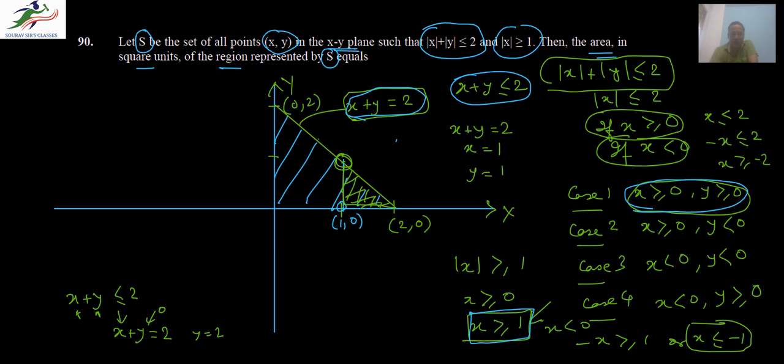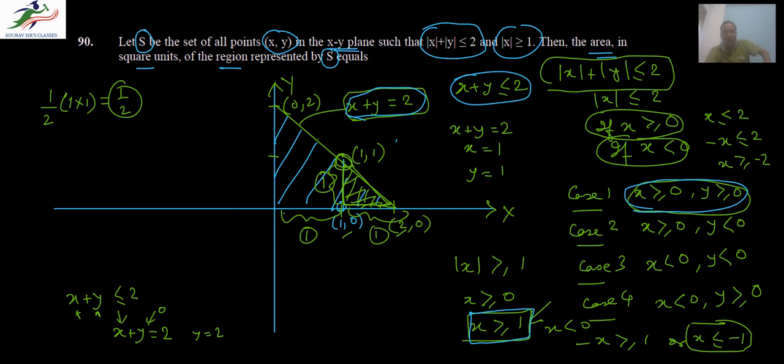So this point is 1, 1, which means this height is 1 and this is 1. So therefore, this is 2 minus 1, 1. So in order to find the area of this triangle, we will apply the formula half into base into height, which is 1 and 1. So the area becomes half.